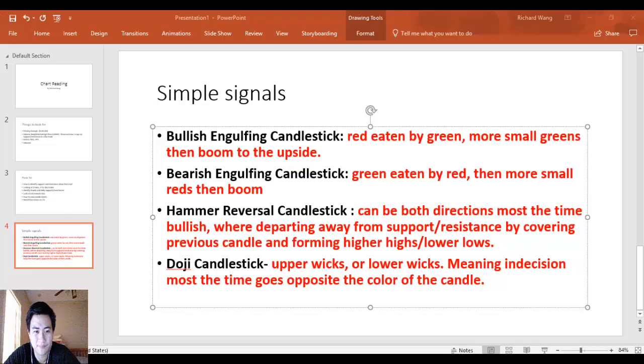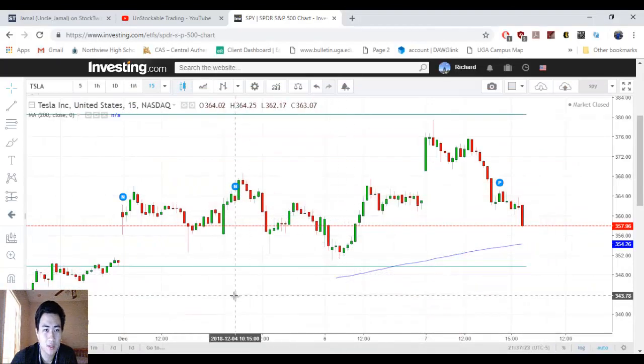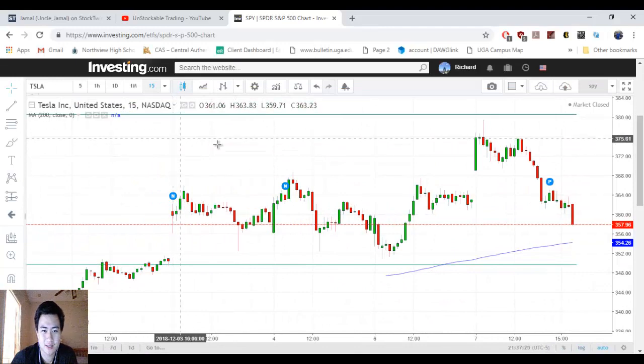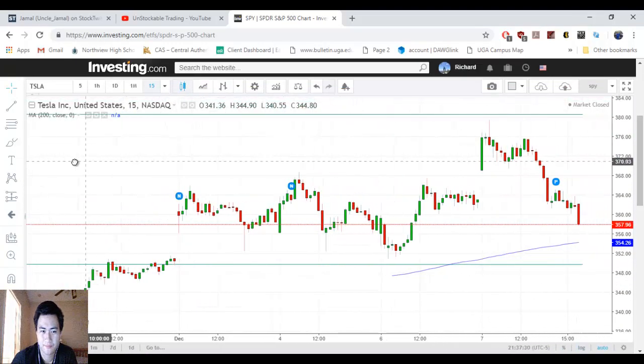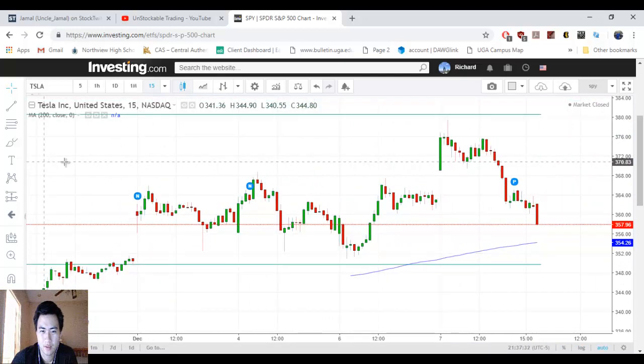and the MACD is very, very accurate. We have a hammer reversal candle. It can be in both directions, so it's where the price action is moving away from the support and resistance by covering the previous candle, and then now you can see it forming either higher highs or lower lows. Again, Tesla is not a great example because the price action is moving everywhere.